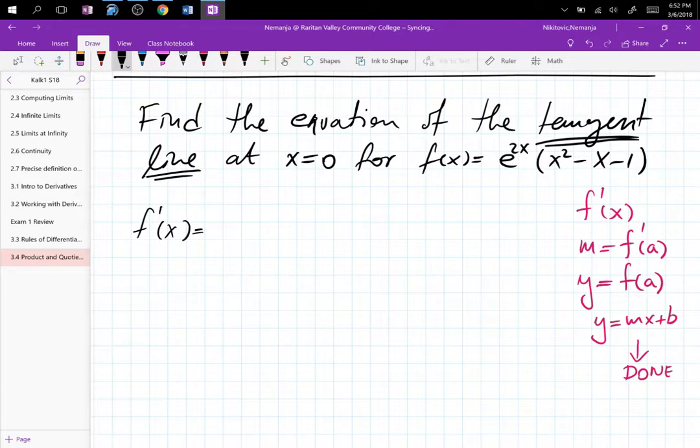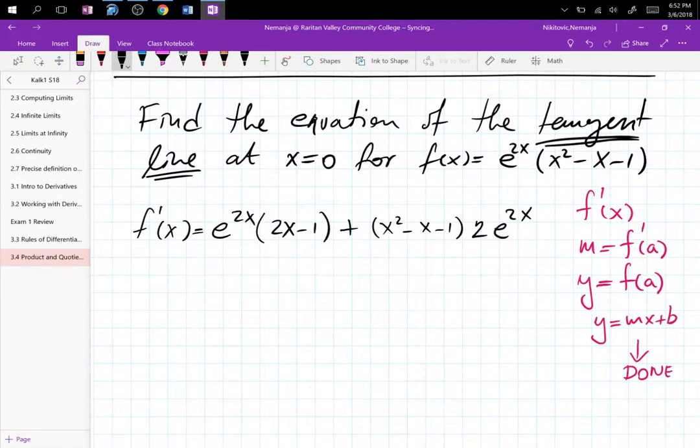F prime. Well, F prime is going to be, it's a product rule: copy the first, times the derivative of the second, 2x minus 1, plus copy the second, x squared minus x minus 1, times the derivative of the first, 2e to 2x. So f prime of x is equal to e to the 2x, and then in parentheses, we have 2x squared, 2x and negative 2x cancel, and this is negative 2, negative 3, according to my calculations. Is this good? Anyone? Yeah, whatever, right? Sure. It's snow tomorrow, so who cares? Exactly.